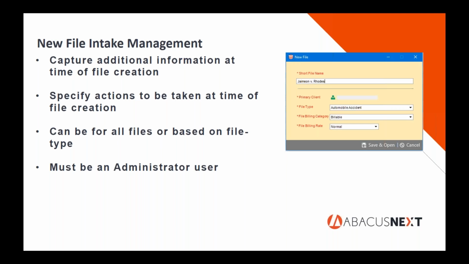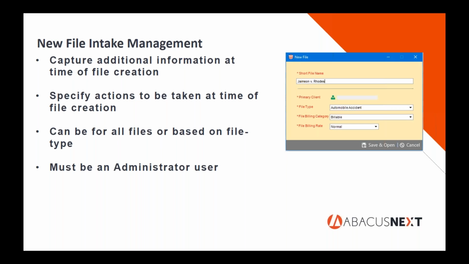Again, depending on whether or not you're using third-party integration, you may not be required to put in all of this information. And essentially what the new file intake management allows you to do, it allows you to add to these fields. So basically capture additional information at the time of file creation. In addition to that, you can use the new file intake management function in Amicus to specify certain actions that need to be taken at the time of file creation, be it generating a retainer letter, generating an email, running a conflict check, etc. Now, you can specify whether or not all of your files or file types will basically be required to go through these additional steps.